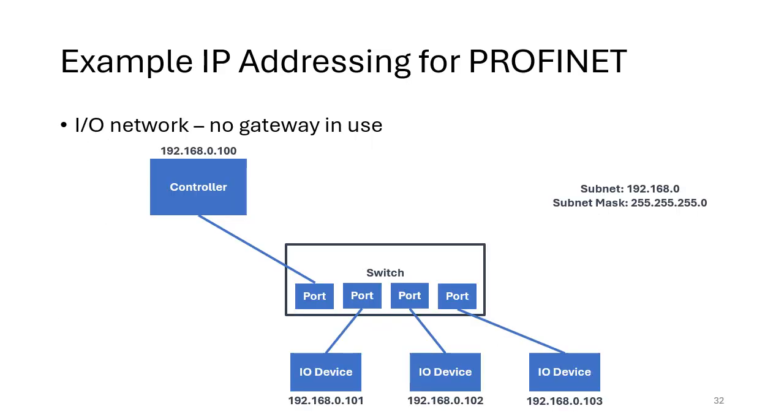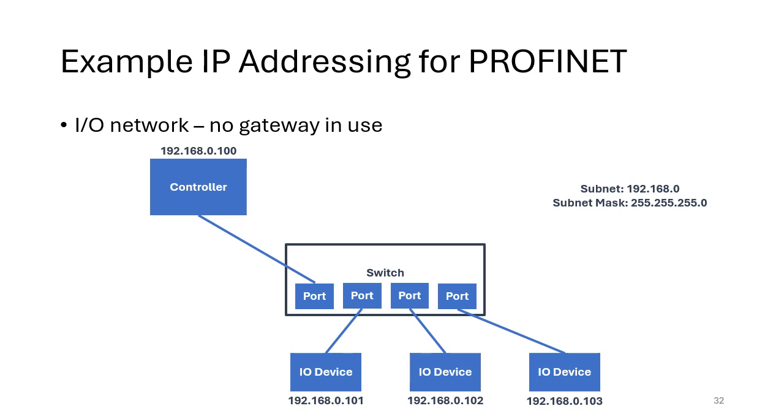So here's an example of IP addressing for a PROFINET network. I've addressed the controller as 192.168.0.100. I've addressed the first I/O device as 192.168.0.101. The next device is 102, and the next device is 103.